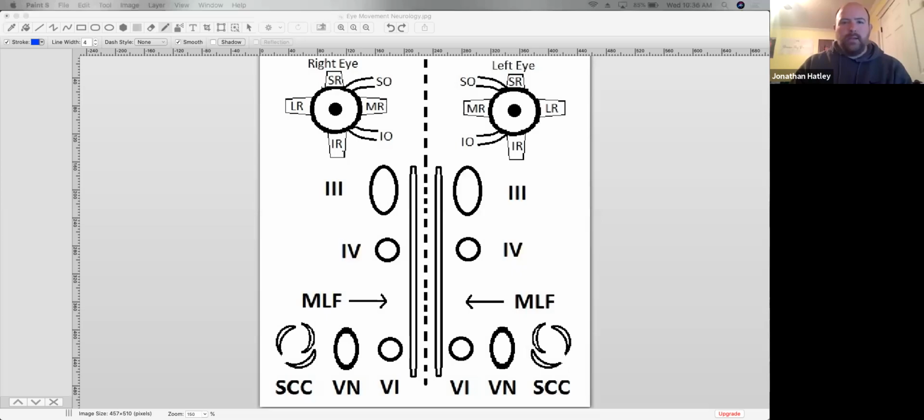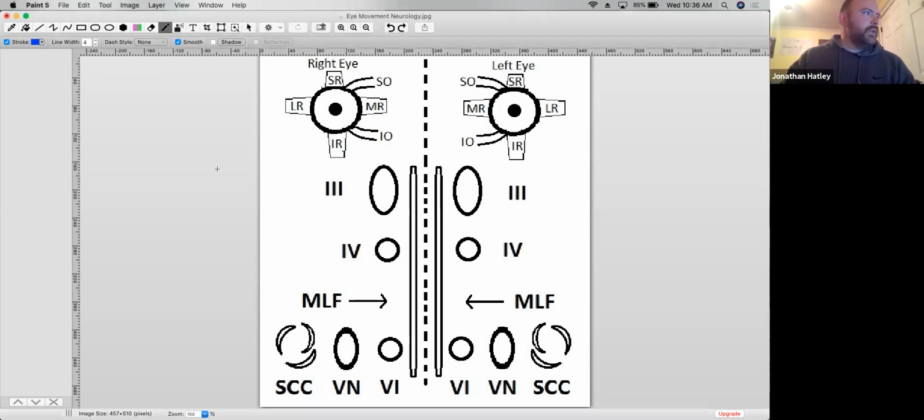So let me pull up again our brainstem diagram here. And again, here we have the brainstem, and we have all the structures associated with making our eyes move around. So if we're going to try to see what happens with the left horizontal canal, the first thing that we need to know is what causes its stimulation.